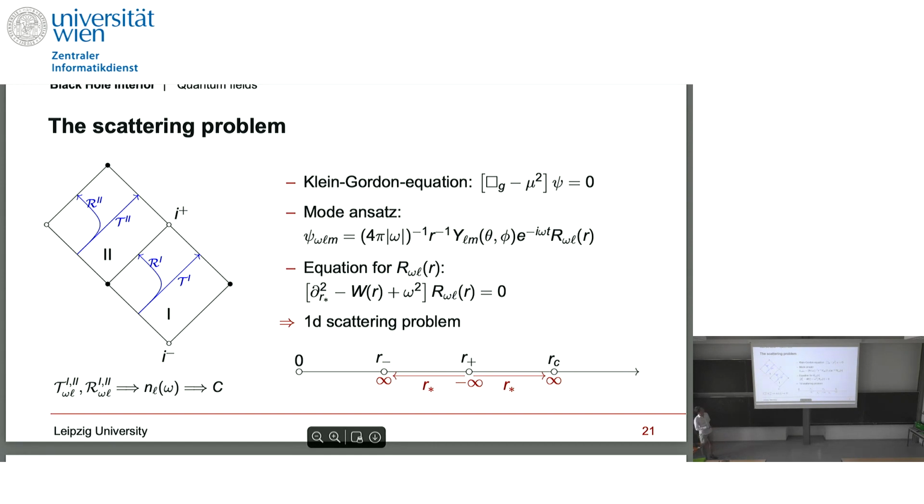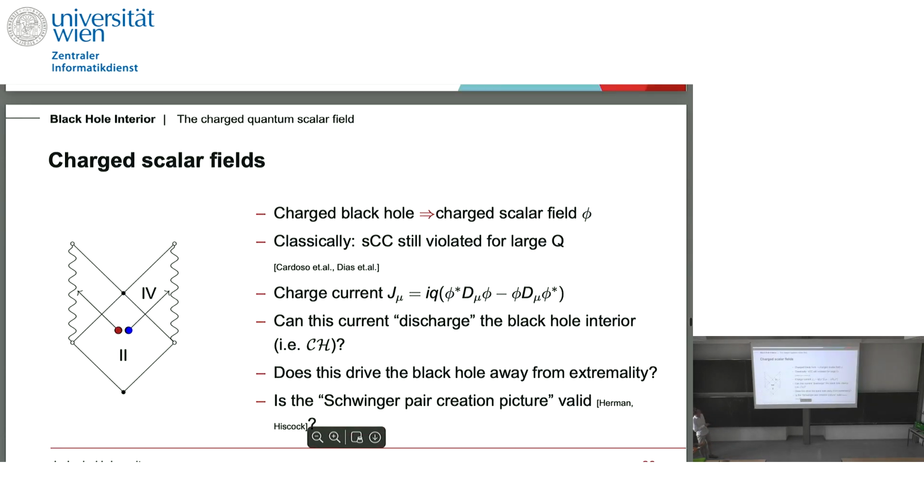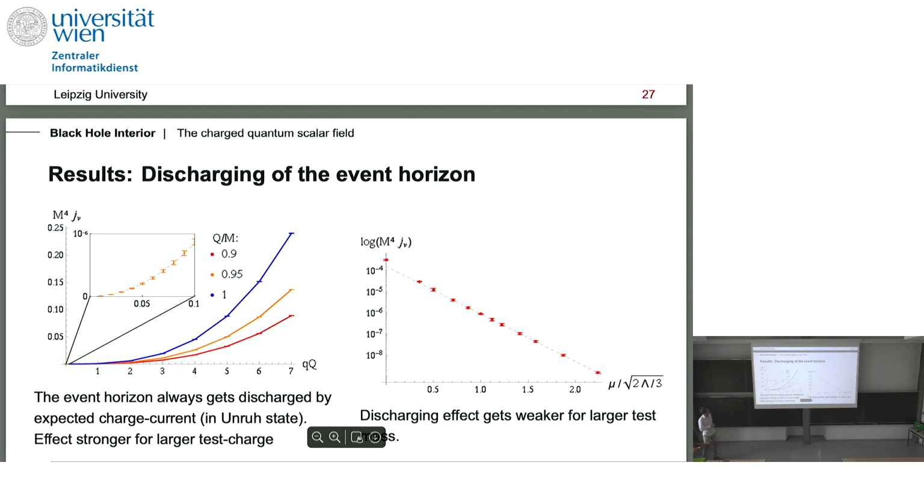And so at the outer horizon, as you know, the Hawking flux will always decrease the energy of the black hole, and it will lower the charge. So it will always be in the direction, the current in particular will always be in the direction that you expect. And this plot is supposed to show this. So this is here the current.